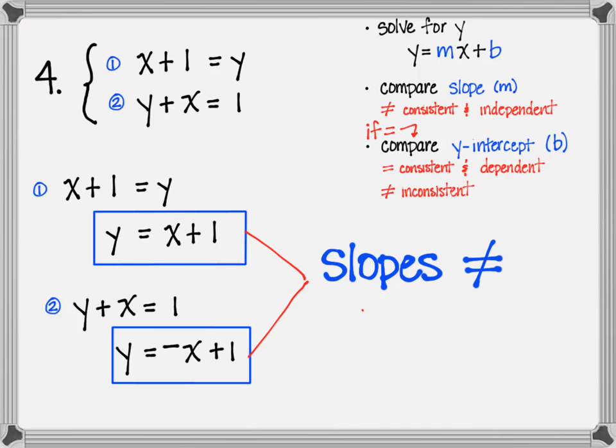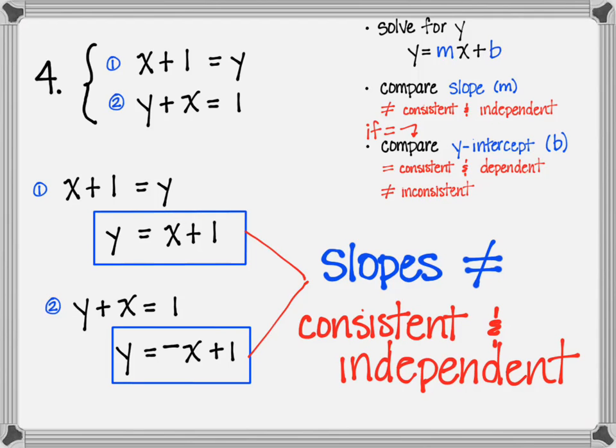And here we notice that the slopes are not equal, so we don't even have to check the y-intercepts. The fact that the y-intercepts are the same actually just tells us where they intersect each other. And therefore, these are consistent. This is a consistent and independent system.